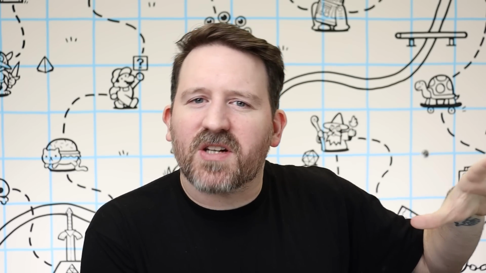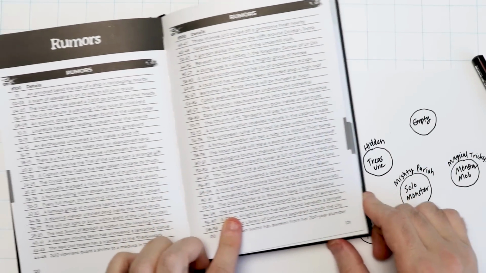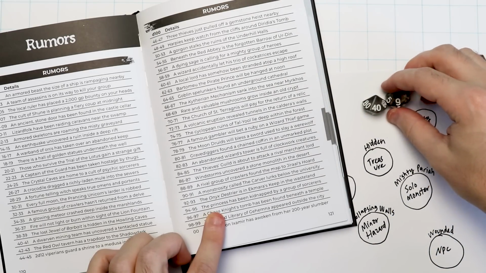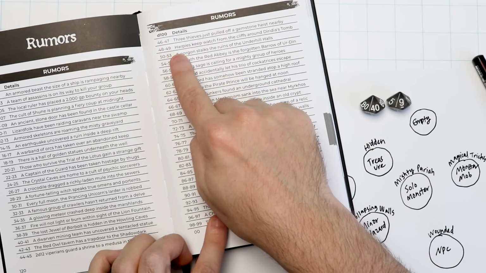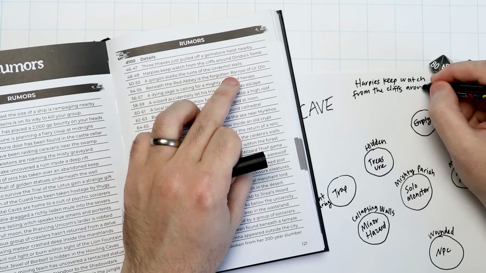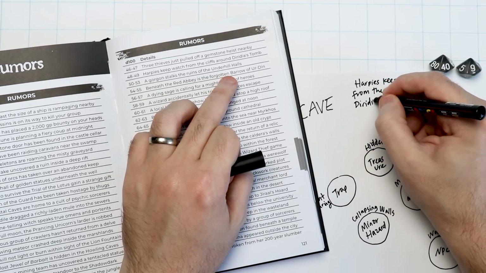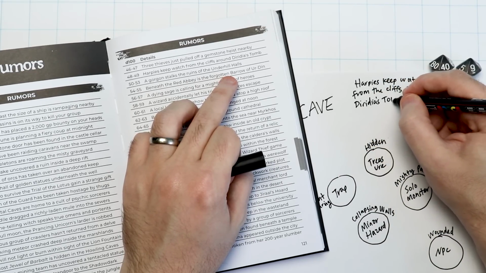Now, I could just jump straight to the monsters or the treasure tables or the trap tables, but I feel like I need a little bit of a story to start things off. You know, I want this dungeon to feel cohesive, not just like a bunch of random things thrown in here and there. So I'm going to start on page 120, the rumors table, and I rolled that harpies are keeping watch from the cliffs around Darias Tomb. And I think these harpies will be perfect to represent my mob of magical tricksters, and this will become the cliffside entrance to this cave dungeon.